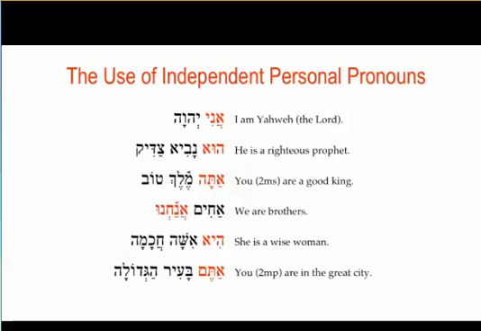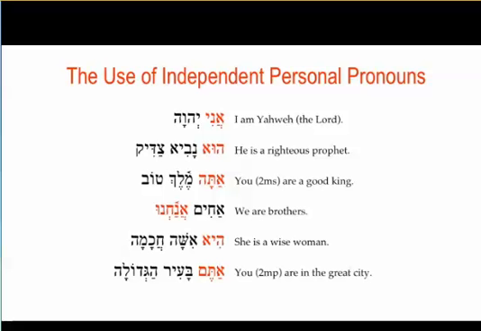In this particular case, the combination of the subject pronoun ani plus the proper name Yahweh creates a verbless clause. Ani Yahweh is not "I Yahweh," but "I am Yahweh." We add that "am," or form of the verb to be, to create a verbless clause. That's how this particular independent personal pronoun can function apart from verbs. Let's look at our second example. Hu navi tzaddik. Translated, he is a righteous prophet.